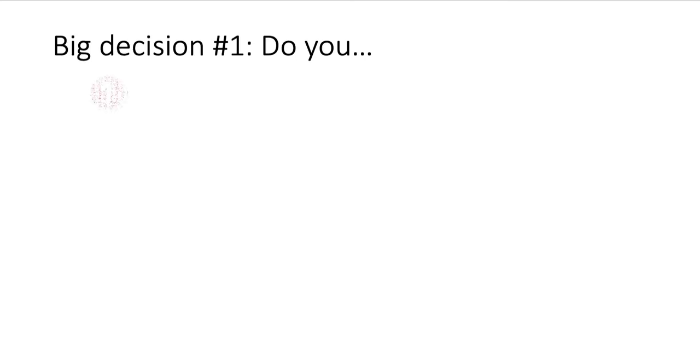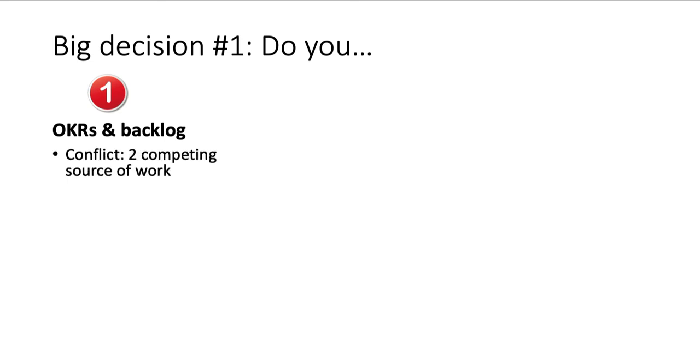Option 1, OKRs and the backlog. So you're working as an Agile team, you have this backlog feeding into your sprints. Are the OKRs in addition to the backlog? This is option 1. You've already got a backlog, you're already working like this, and now you add OKRs to your backlog. Now you potentially have two conflicting sources of work.